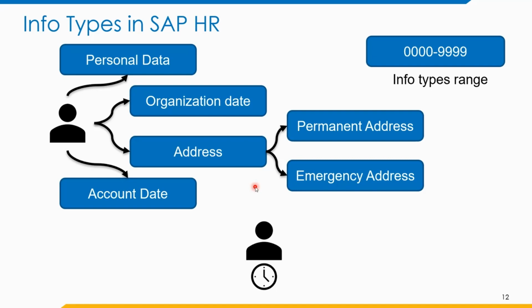Even the info types can store historical data of the employee. Each and every info type provided by the HR system will contain a start date and end date, that is known as the validity period. In such a way, the employee can also have historical data that is maintained.